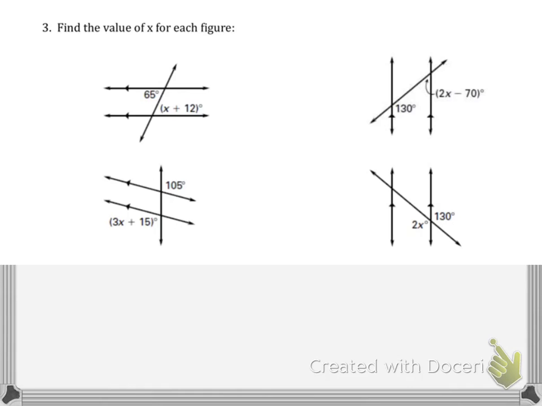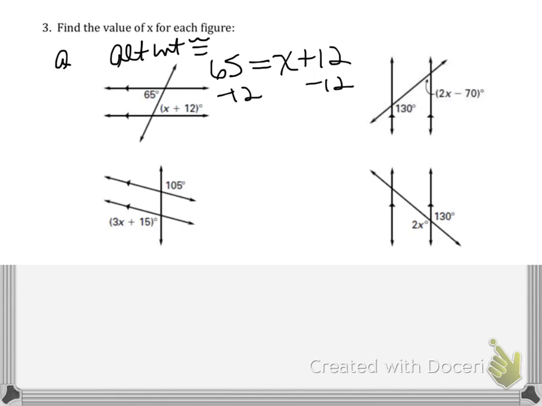All right, so here in the first, we'll call it A, in this first problem, I see that I have 65 and x plus 12. These two angles are alternate interior, so they are congruent. So to do the math, I would say 65 equals x plus 12. Subtract away the 12 from both sides, and I'm going to get 53 equals x. So x will be 53 degrees for question A.